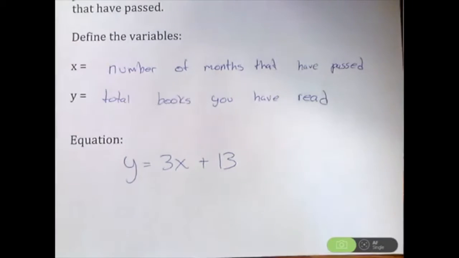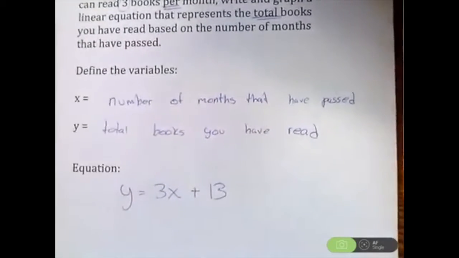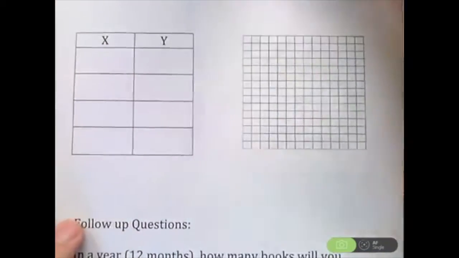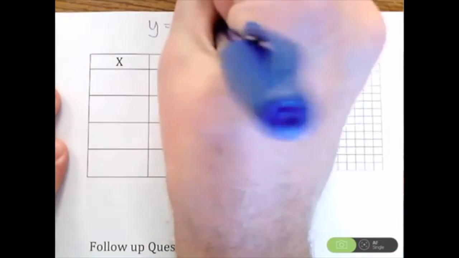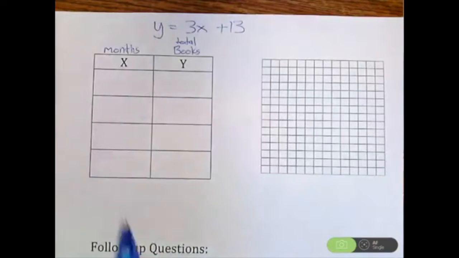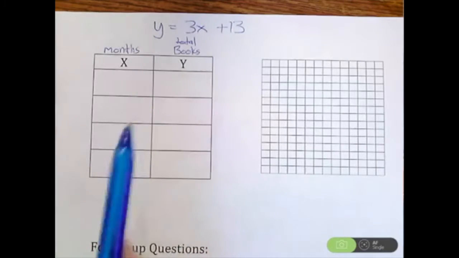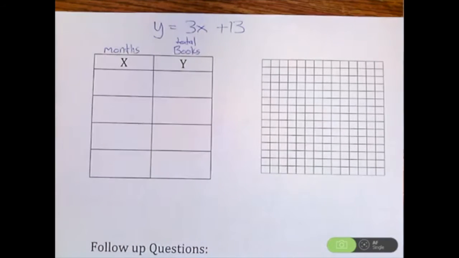Now, when we've written our equation, we need to graph it. So on this back page, I have a graph piece here and I have a table. Again, our equation was y equals 3x plus 13, where remember x is the months and y is the total books I have read. So I've got to think of what are some months that make sense? How many months do I want to pass? And just figure out a few data points here.